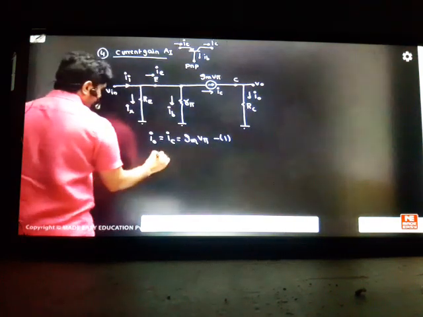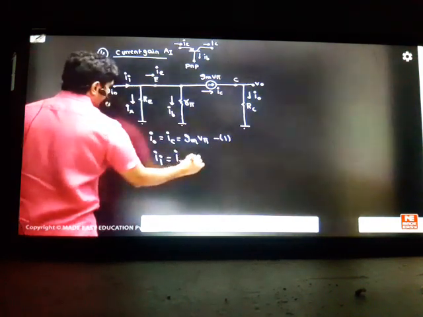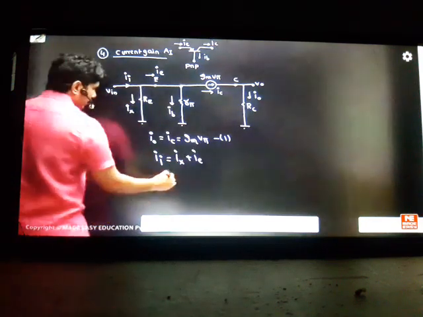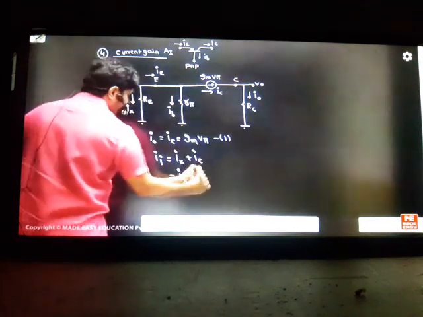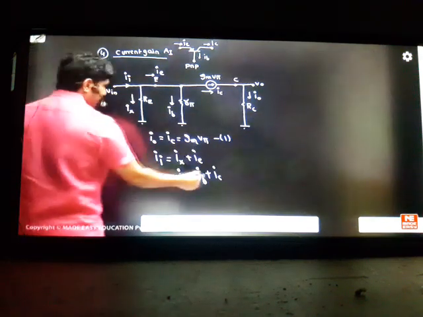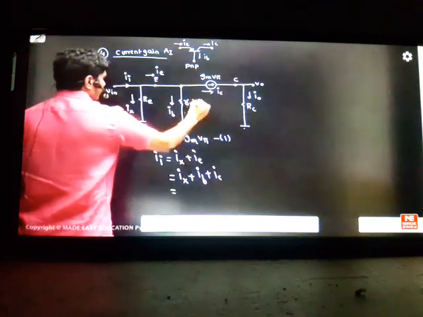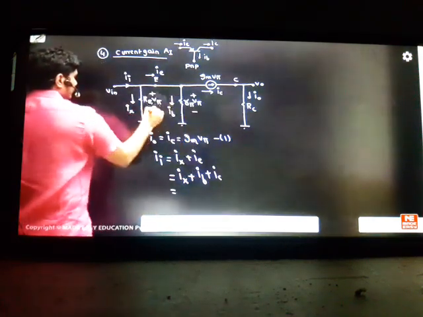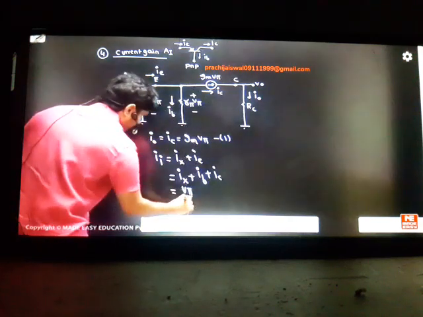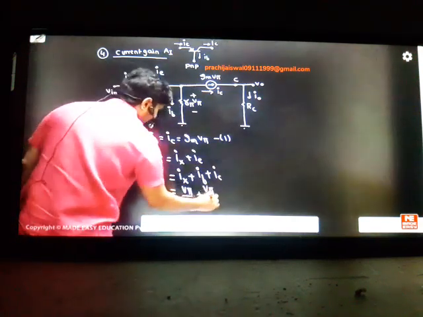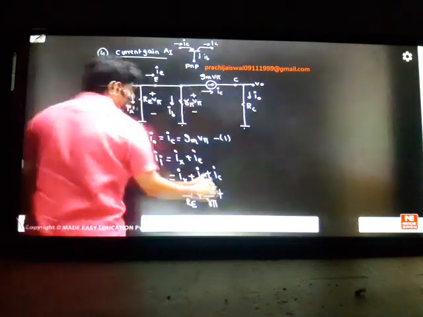What is II? It is IX plus IE, this current plus this current. And IE can be written as IB plus IC, since IB plus IC is equal to IE. So three currents are there now. IX you can write as V pi by RE, since you can take this voltage which is parallel to this also. The second current is IB, V pi by R pi, plus the IC current, GM into V pi.